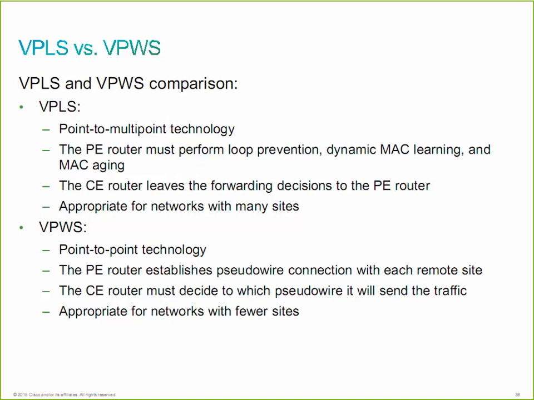So in this particular case, it's pretty clear that the PE routers have to perform more tasks that wouldn't necessarily be required in a VPWS environment. VPWS can be the primary choice when we want to connect a few remote sites. So we want to use VPWS, for example, when we want to bridge 2 data centers in the same layer 2 network. All right.